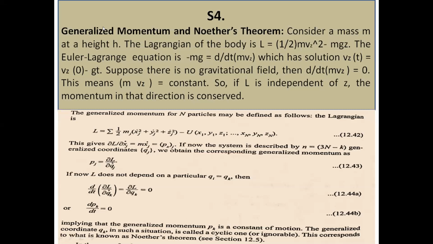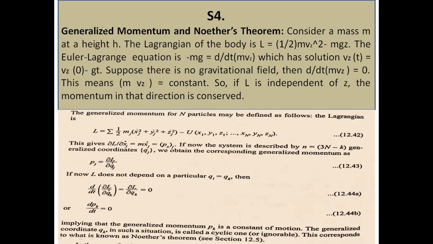and that leads us, through the Euler-Lagrange equation, to the result minus mg equal to d dt of mvz. And certainly then the solution for vz with time will be of the type vz equals vz0 minus gt. This is a trivial problem.